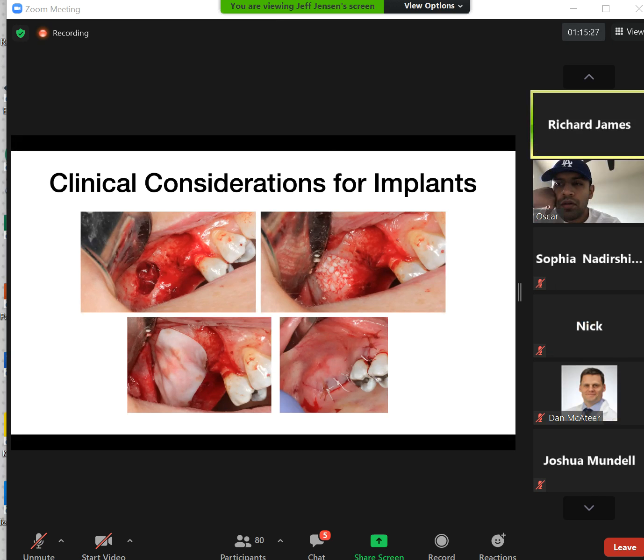Like you can't pack too much bone in. That'd be a lot of bone. You shouldn't do that. But you can get quite a bit. You can get enough to where you can place a nice implant.